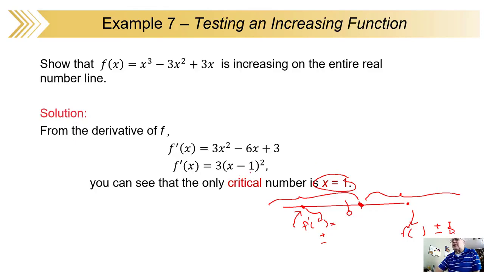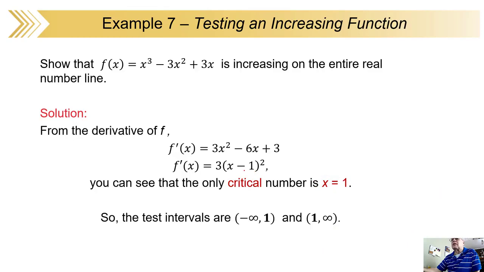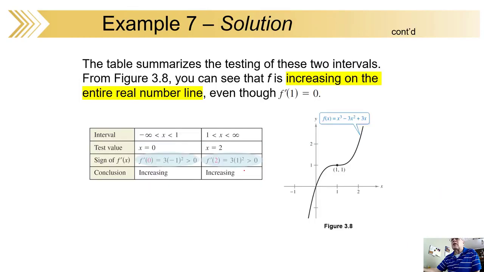Notice 1 is the only point that makes it 0, and there are no points that make it undefined. So you get no critical points from being undefined. Those are your test intervals. Pick any point you like. The person who made these slides picked the 0 for the first one and the 2 for the second one. Just put that number into the derivative.